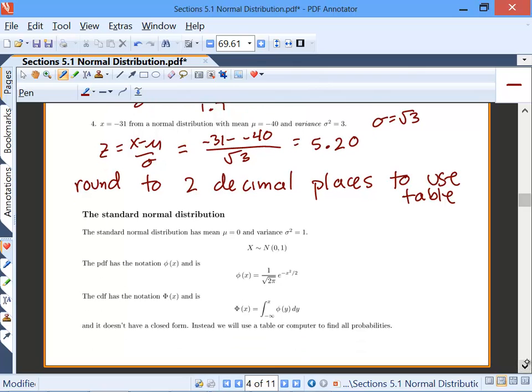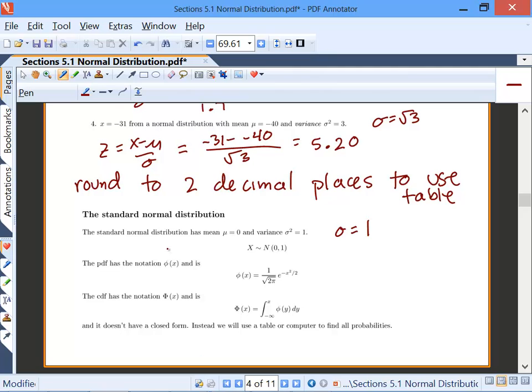Now, let's learn a few more things about the standard normal distribution. We've already said a couple, but just to really make it clear: the standard normal distribution has a mean of mu equals 0 and a variance of sigma squared equals 1, which means my standard deviation is also 1. So we say x is distributed normally, 0, 1.